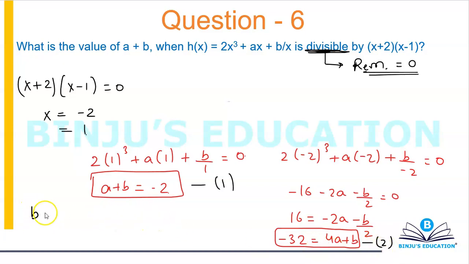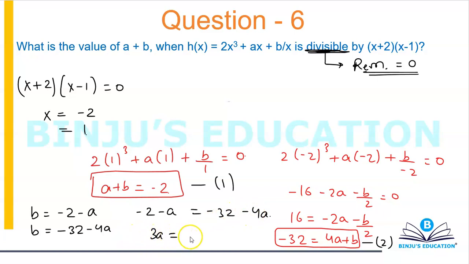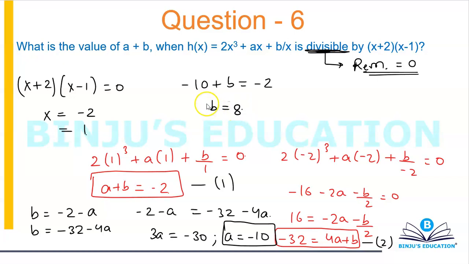Now from the first, b is negative 2 minus a. From the second one, b is negative 32 minus 4a. Let's equate them. -2 - a is -32 - 4a. So let's take -4a on the other side. This will become 3a. This is equal to -30, or you'll get a is equal to -10. If a is -10, then I can say that -10 plus b is -2 using the first equation, and b is 8.